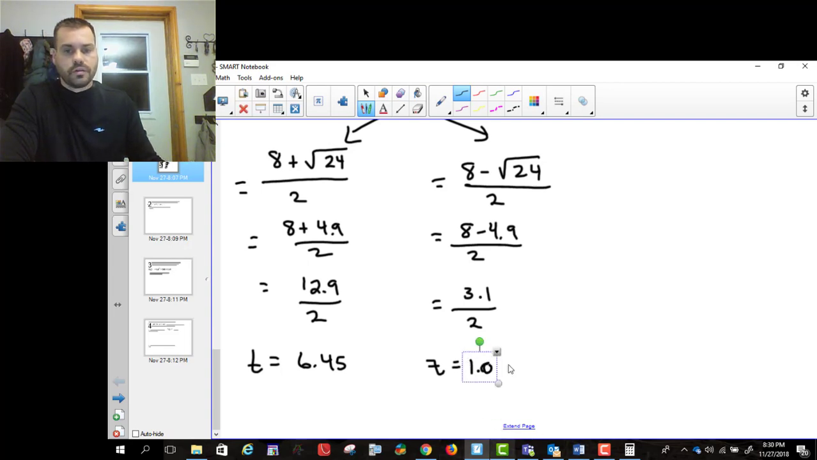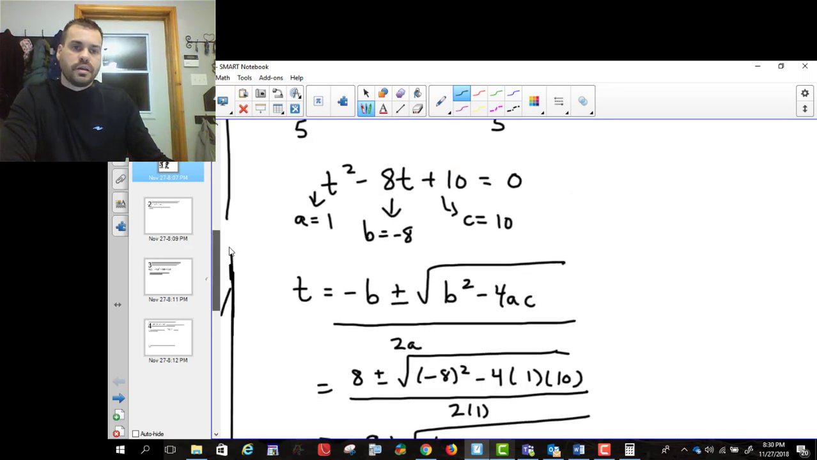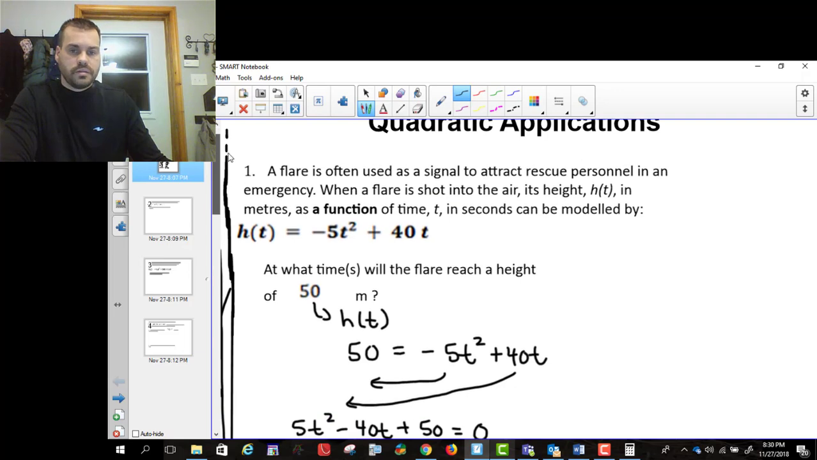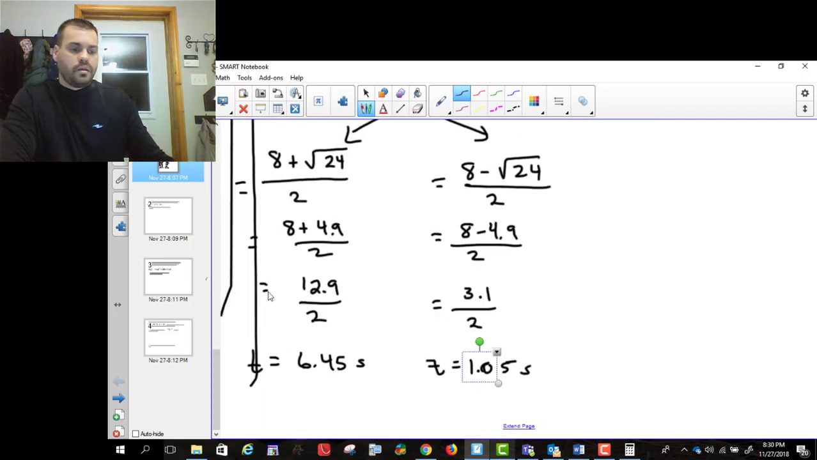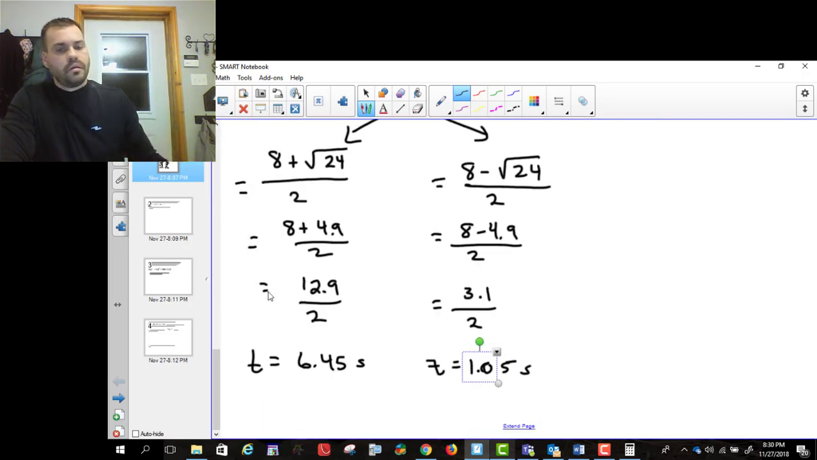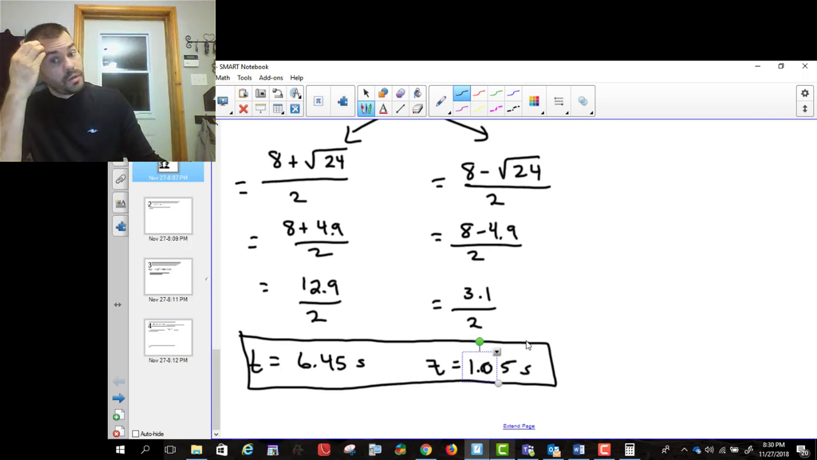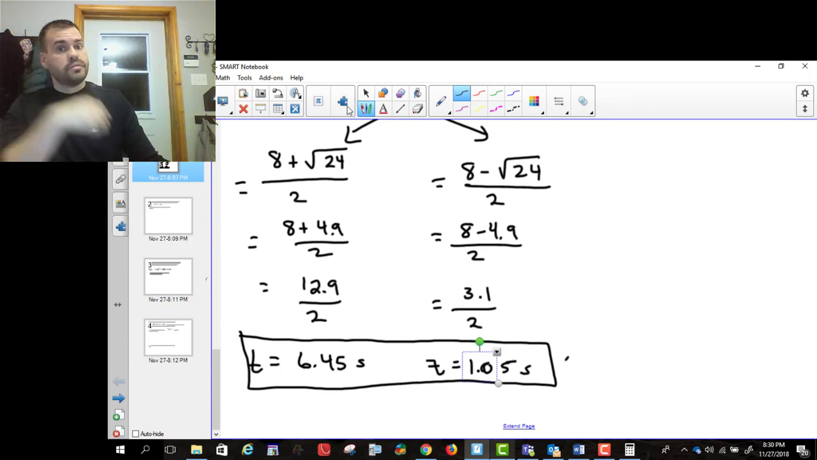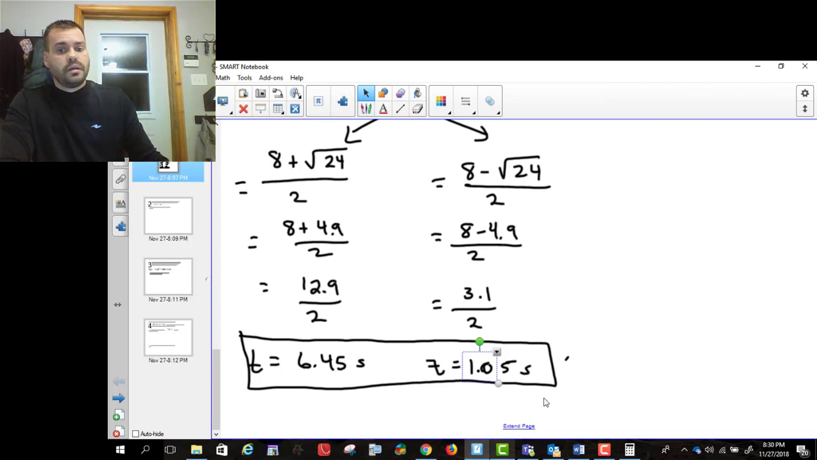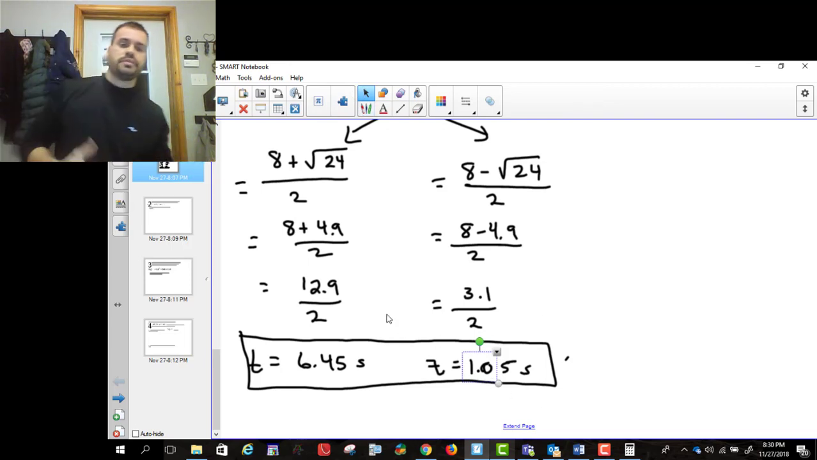Okay, and that's in seconds, I believe. We check our question again. It says the time is in seconds. Yep. And they both work because time can be only positive, but they are both positive in this case. So that's how you solve a quadratic equation. You guys are used to doing that, but that's how you do it in the context of an actual scenario.